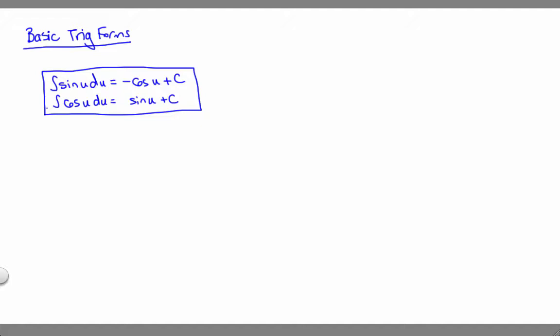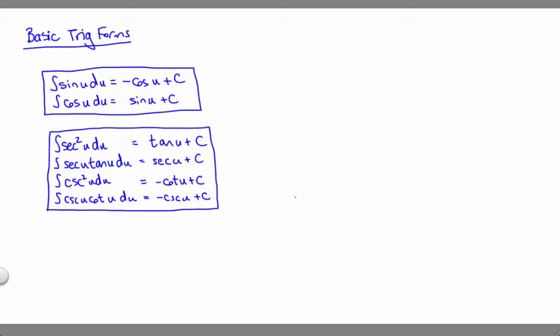First up, we've got the integrals of sine u and cos u with respect to u. Next batch of formulas, we've got 4 integrals that give us our 4 basic trig functions, tan u, secant u, cotangent u, and cosecant u. And notice that the bottom 2 formulas here give us negative functions as a result.